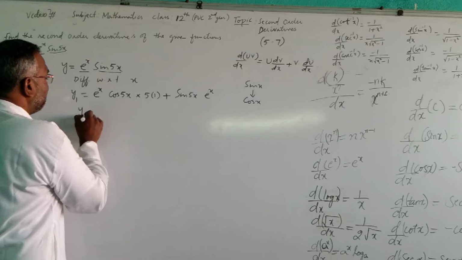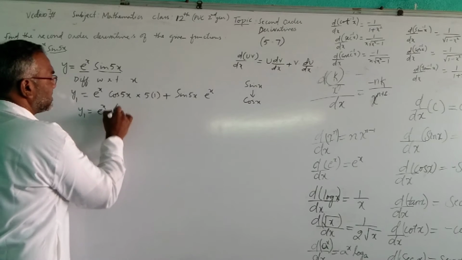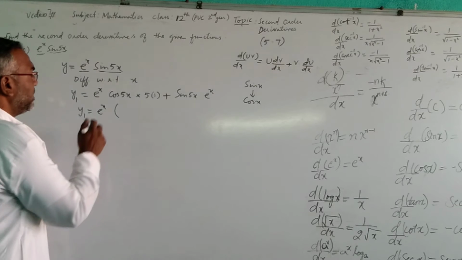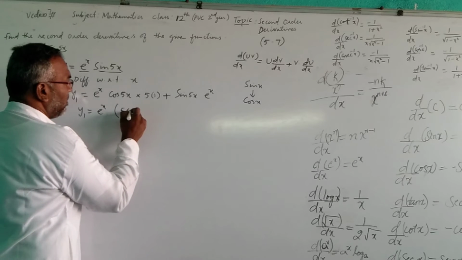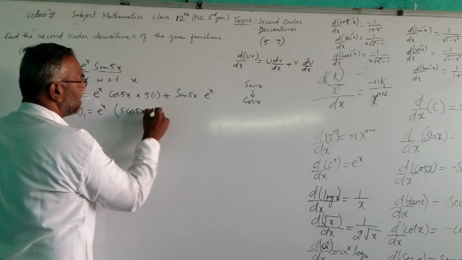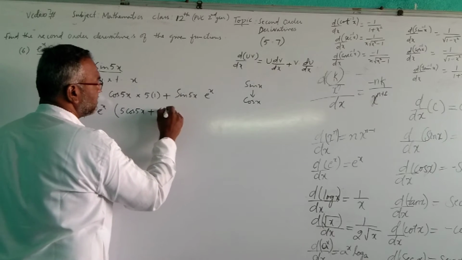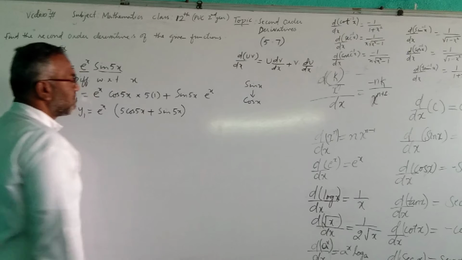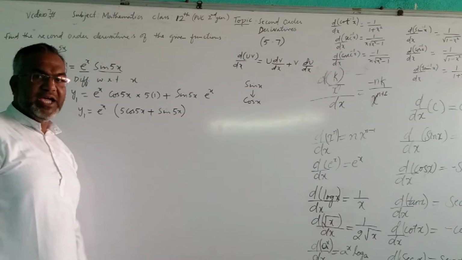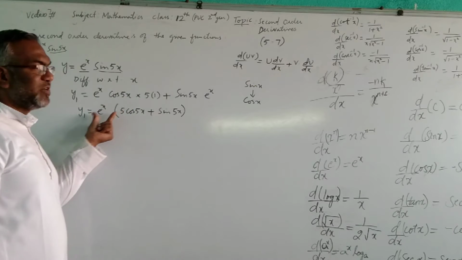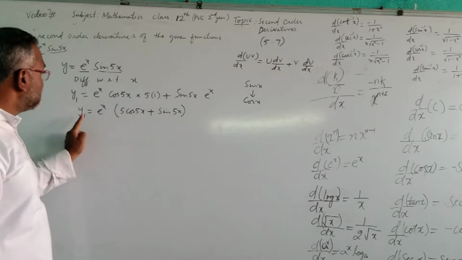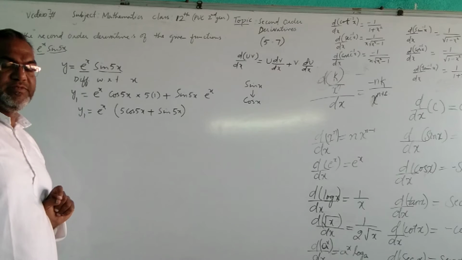So y1 will be e to the power of x, which can be taken as common. It will be e to the power of x into 5 cos 5x plus sin 5x. E to the power of x is taken common from both terms, right? Now this is the first order derivative.